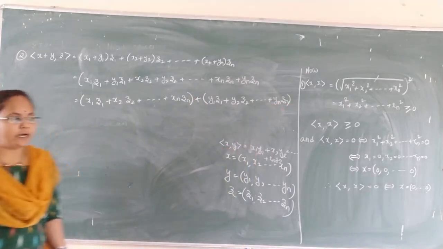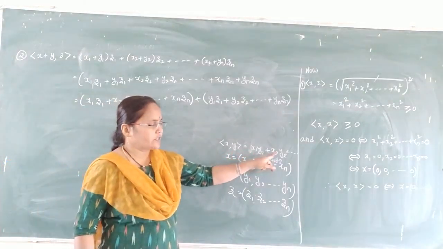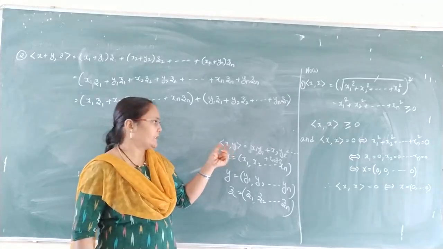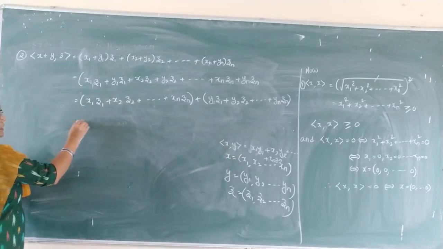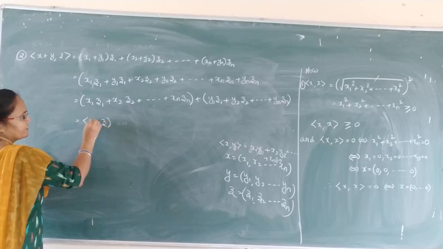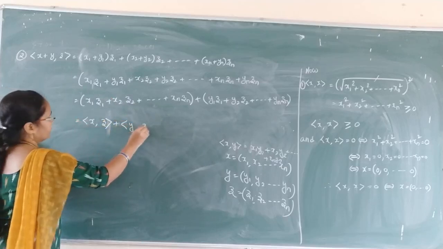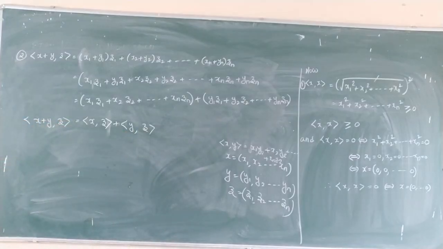Okay. Now again we have to observe the terms. This x1 y1 plus x2 y2, so on xn yn can be written in terms of the inner product, that is the inner product of x comma y. So here x1 z1 and so on is nothing but the inner product of x comma z. Similarly our second one is the inner product of y comma z. So what is the LHS? The inner product of x plus y comma z is equal to the inner product of x comma z plus the inner product of y comma z. This is the second property.